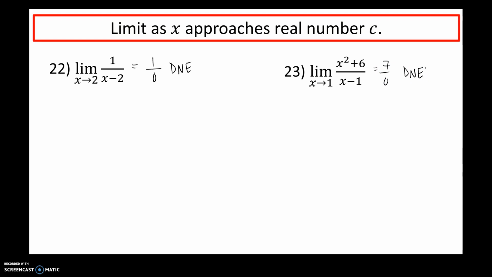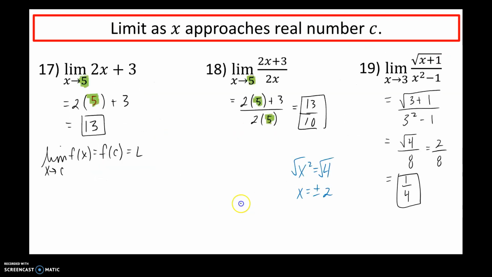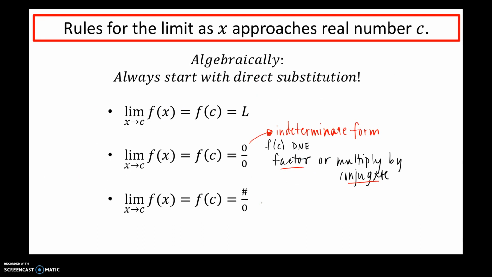Okay, so to go back to this slide, and I'll recap everything together. When direct substitution gives you a number over 0, 2 things. f of c does not exist, okay, because when I plugged that number in, it didn't give me a real output. And furthermore, the limit as x approaches c just doesn't exist. There's nothing more algebraically that you can do. It does tell us something graphically, but we'll talk about that in class.